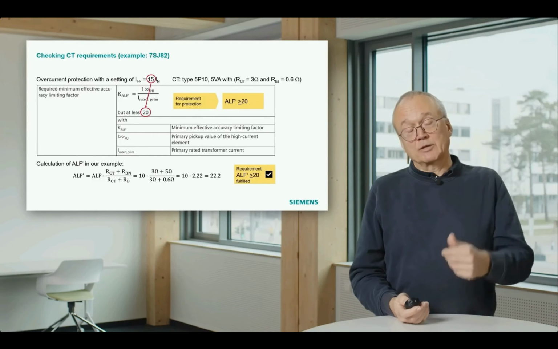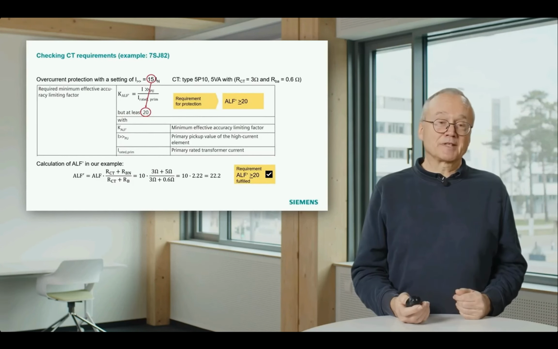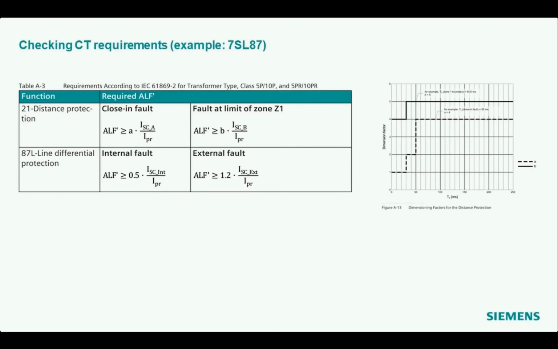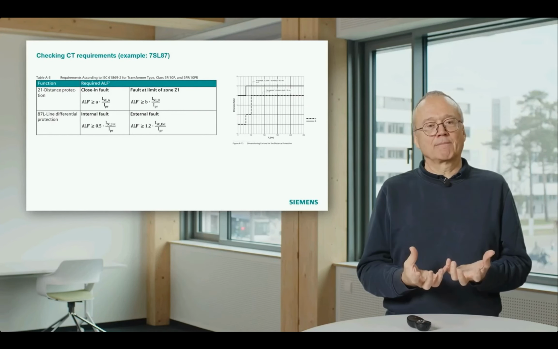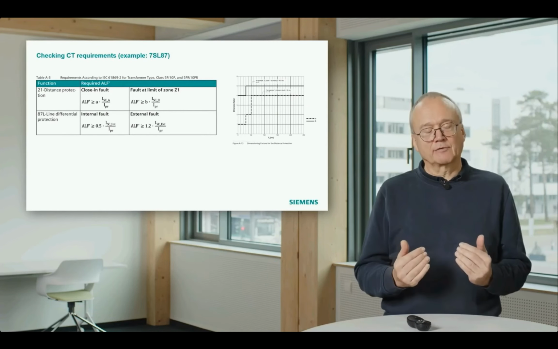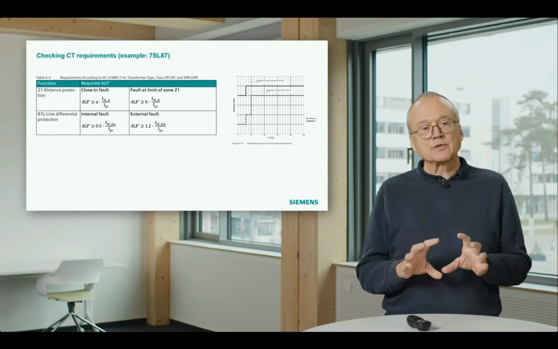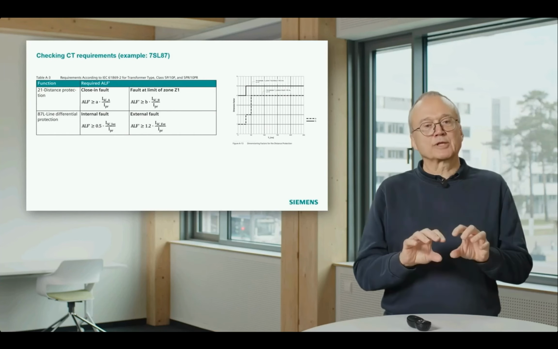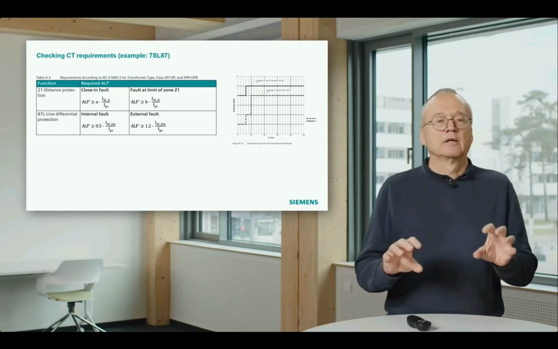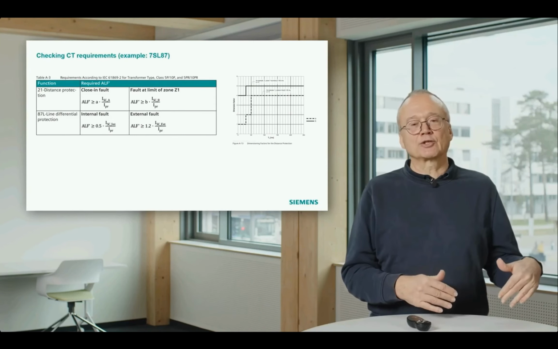If we now come into the transmission level, it becomes a bit more complicated. My second example refers to the 7SL87. That is a combined distance and differential relay. That means we have two main protection functions in there, a distance protection and a line differential protection. And that means we must check the current transformer requirement for both protection functions separately. I will restrict that to the distance protection only.